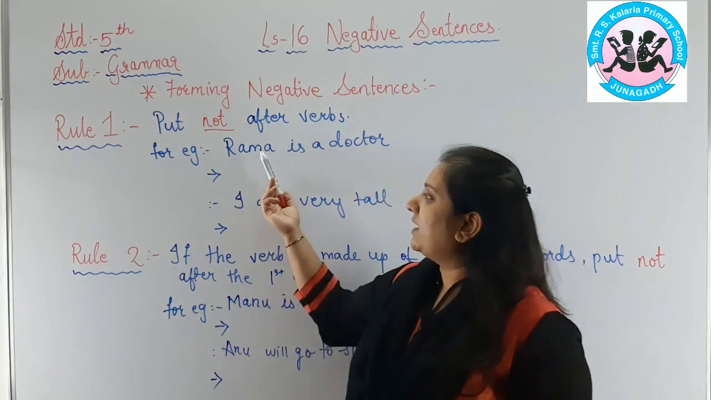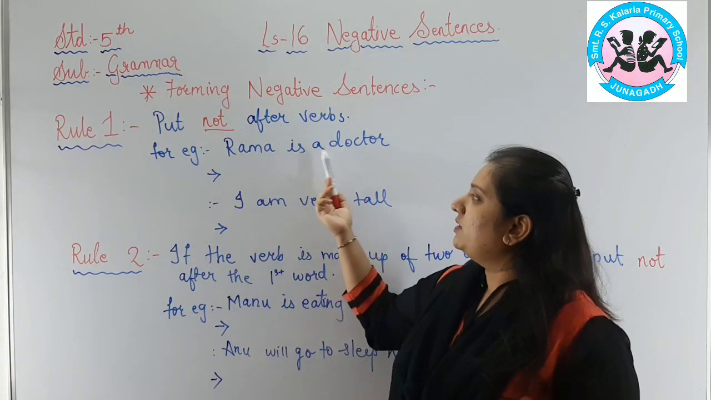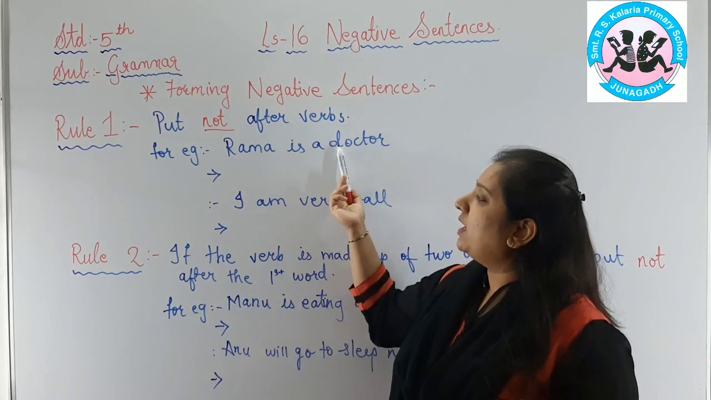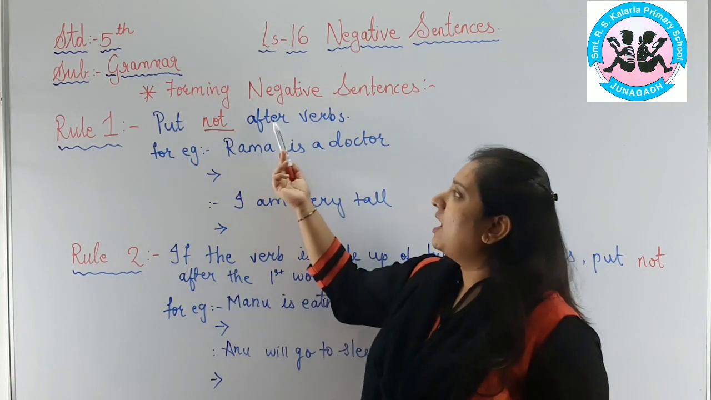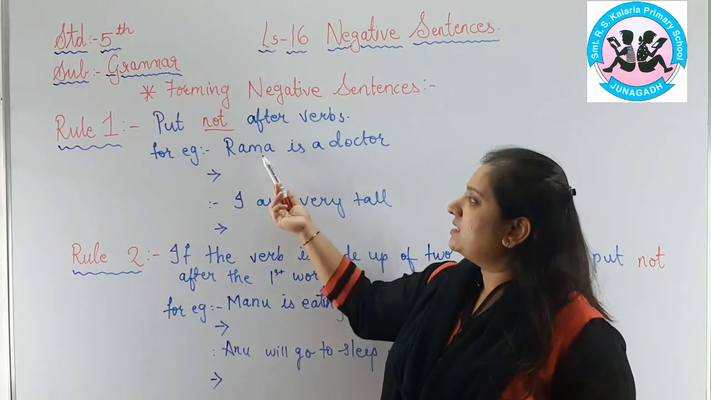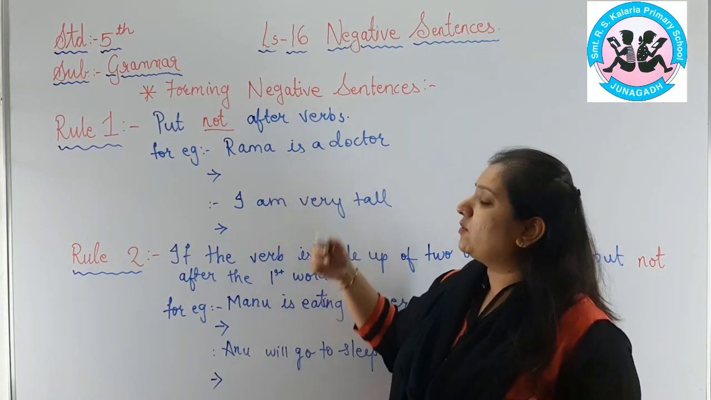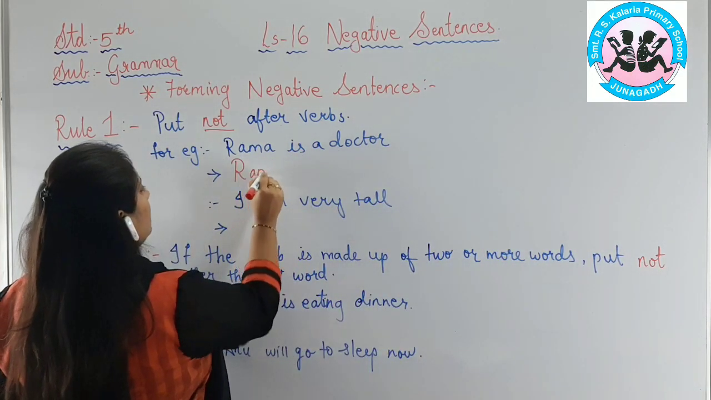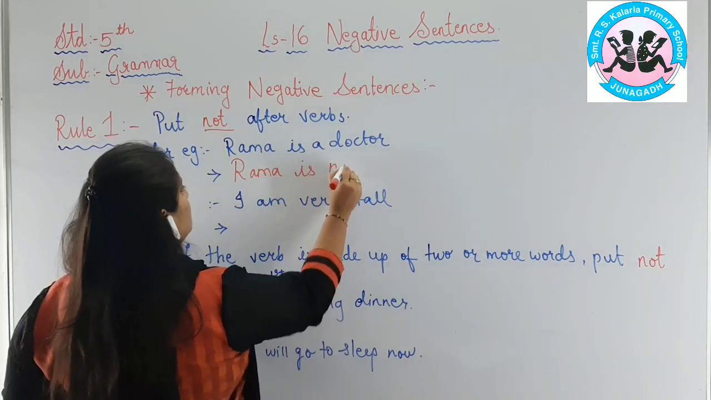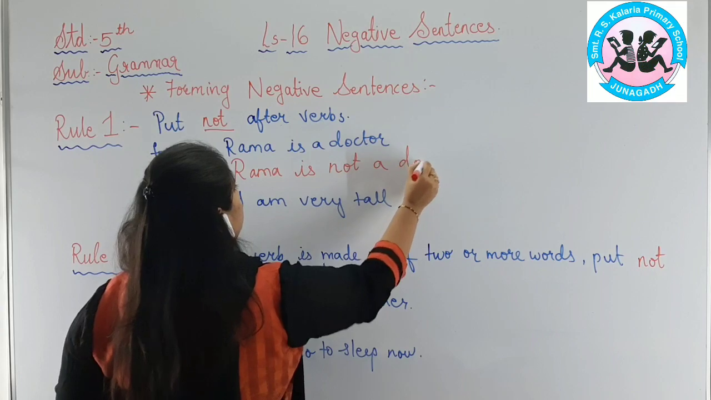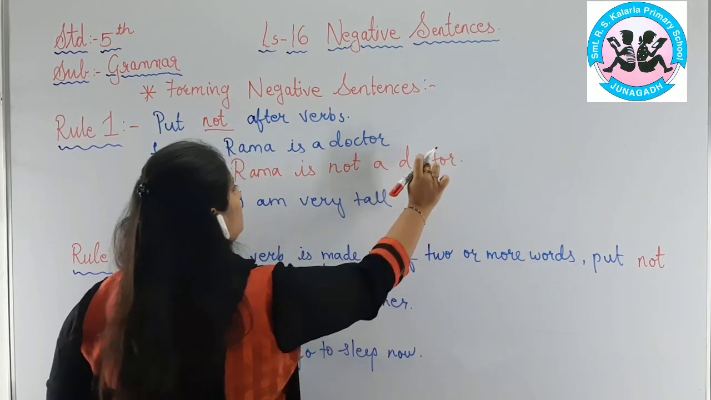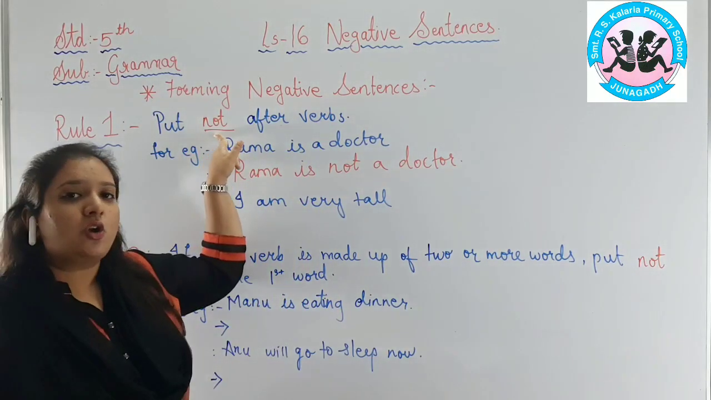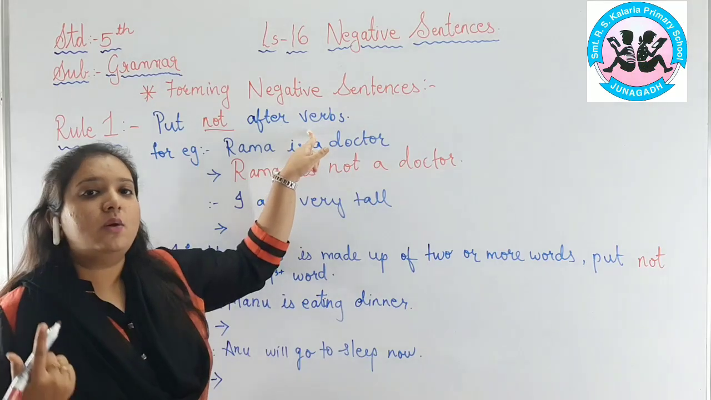So in this sentence we find out, Rama is a doctor. Now here we see that there is only one verb, that is "is". So wherever you find one verb, we have to put the word not after the verb. Now the sentence is Rama is a doctor. So if I want to convert it into a negative sentence, what will it become? It will become Rama is not a doctor. So you understand, students, whenever we want to convert into a negative sentence, what we have to add? We have to add the word not after verbs, but wherever there is only one verb.